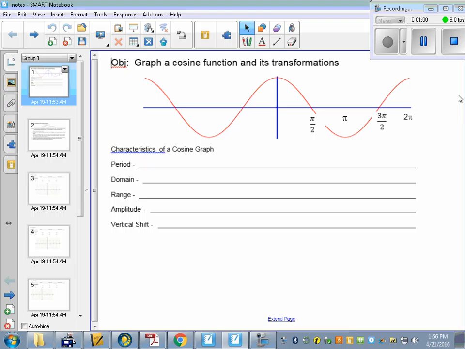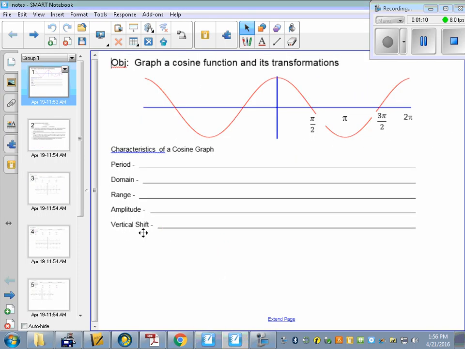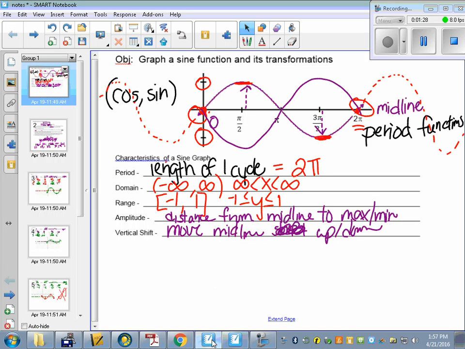And unless there's been some kind of amplitude change or shifting up or down, the range will be from -1 to +1. The amplitude is still the distance from your midline up to your maximum or down to your minimum. It's always going to be the absolute value. Amplitude will never be negative. And vertical shift is how much you move that midline up or down. So it takes that whole graph and shifts it up or down. So exact same things that we had from yesterday.